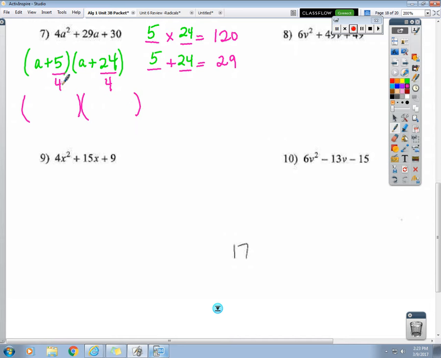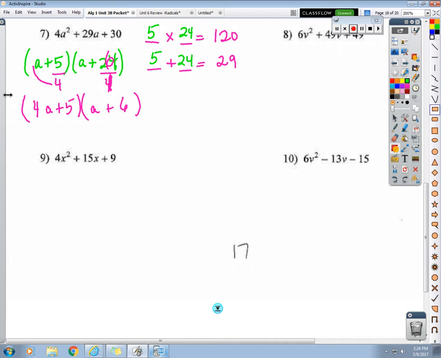Will 5 over 4 become a whole number? Will it reduce to a lower fraction? No. So we're ready to kick the 4 to the front and get 4A plus 5. And then over here, 24 over 4, will it reduce to a whole number? 6. And so that's your final answer. Think about it. Isn't 24 over 4 like 6 over 1? So aren't you technically just kicking a 1 out to the front, but you don't have to write a 1 right there?